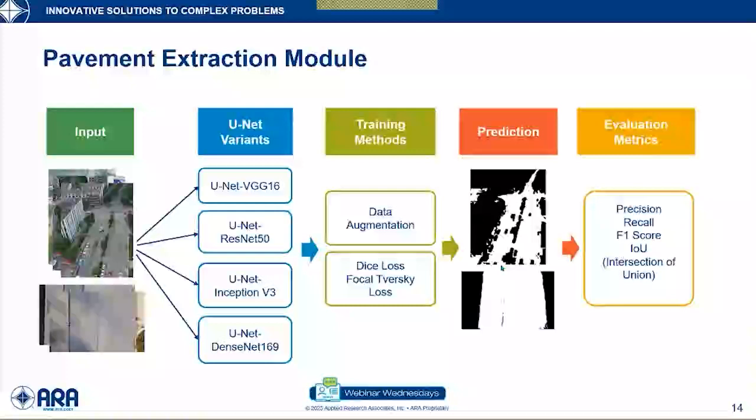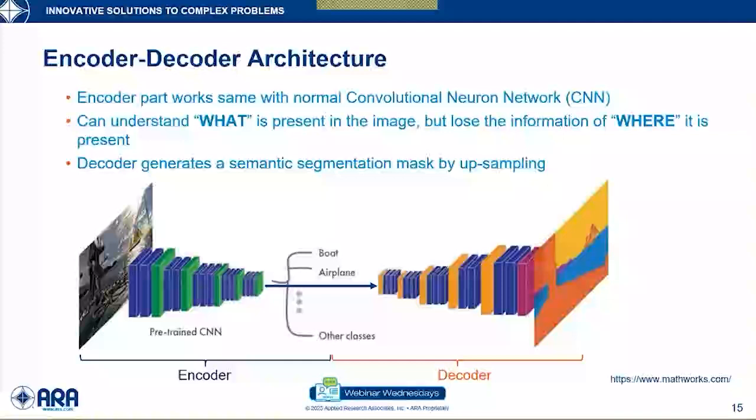Now I will talk a little bit about the architecture of the semantic segmentation model. The encoder-decoder architecture is the most widely used CNN model, the convolutional neural network model, for segmentation. And this is what the encoder-decoder architecture looks like. As you can see, it consists of two parts, the encoder and the decoder. The encoder works the same as normal convolutional neural network models for object detection, which contract the size of the image while the depth increases. By doing this, the model better understands what is represented in the image, but it loses the information of where it is present.